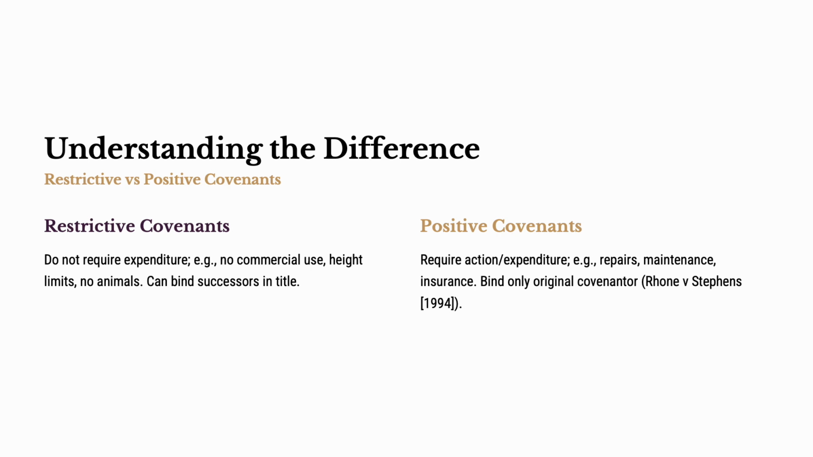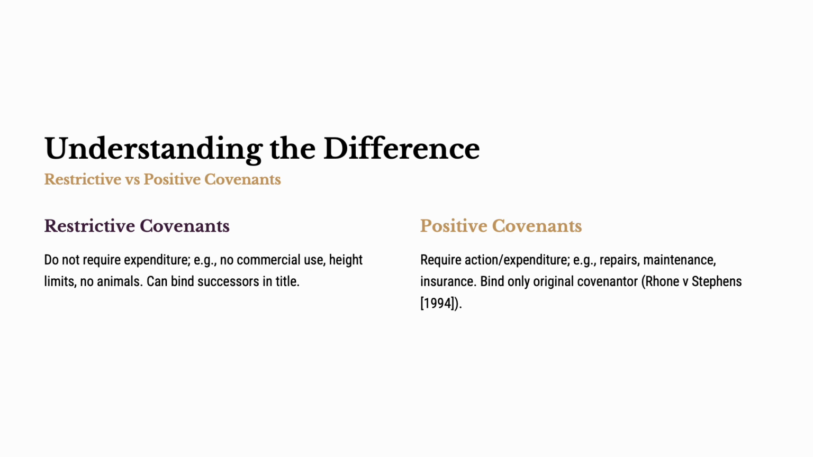So positive covenants require the covenanter to do something or spend money on something. For example, a covenant to maintain fences, paint fences, boundaries, to repair buildings, pay insurance premiums, to contribute to maintenance of common areas. For example, there is a swimming pool and all of you will be paying for it, or to keep the property in good repair. So the defining characteristic is that compliance requires expenditure of money or effort. You must actively do something to comply.